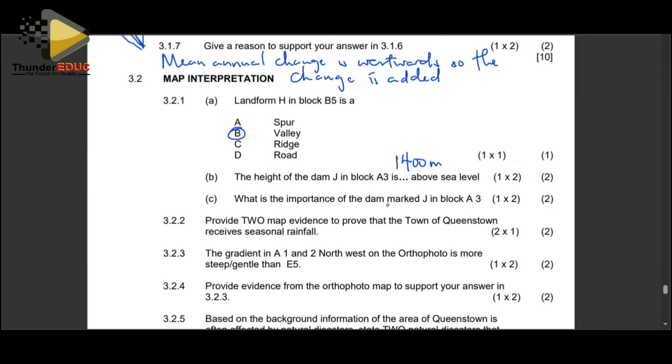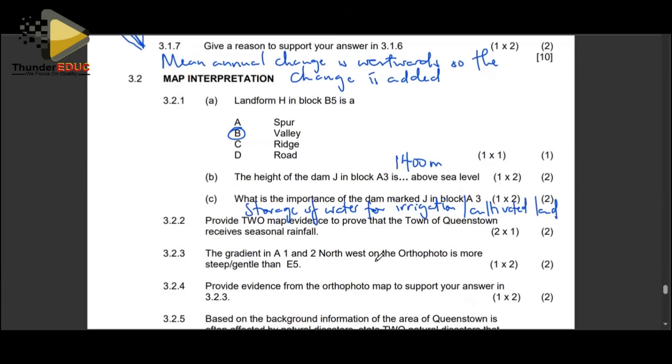What is the importance of the dam marked J? Obviously, the dam is used to store water, storage of water, and it can also be used for irrigation. If you check the area, it's got cultivated land. So it's storage of water for irrigation, or basically you can say for the cultivated land. That's the importance of that particular dam.